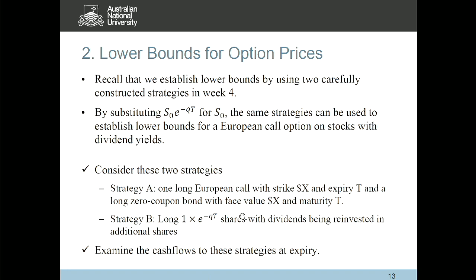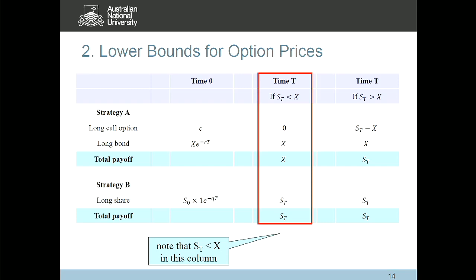Alternatively, you can just think that we strip away the dividend from the current share price. So what we're really buying here is we're paying S0 times e to the power of minus qT. Okay, then what we're going to do is compare the cash flow of the two portfolios, and pick the winner portfolio here. Exactly the same table as what we have done in week 4.